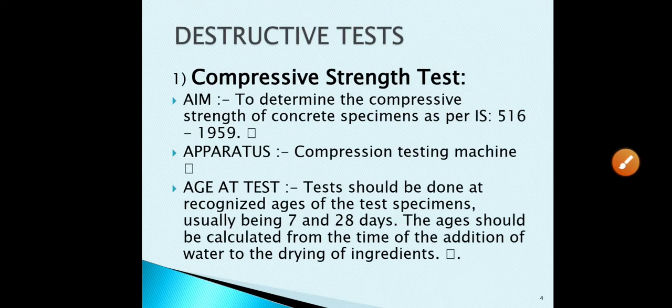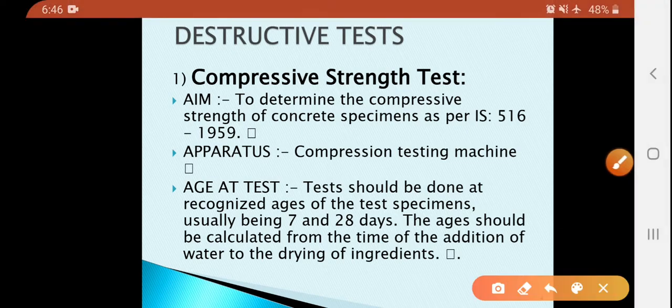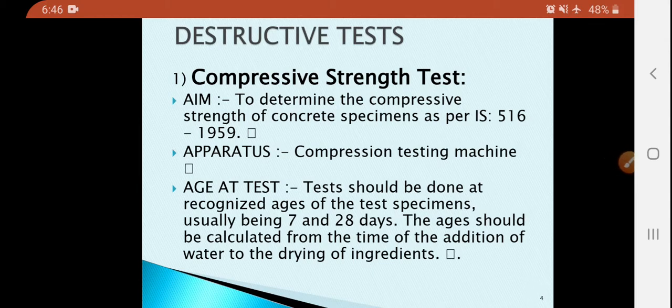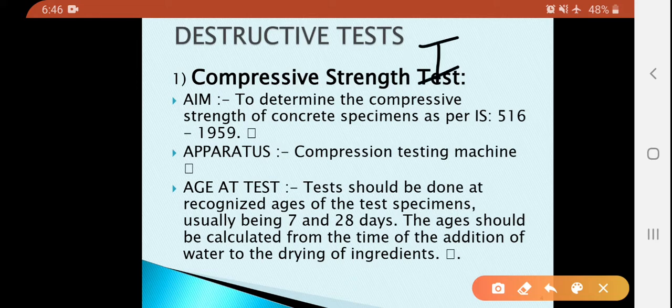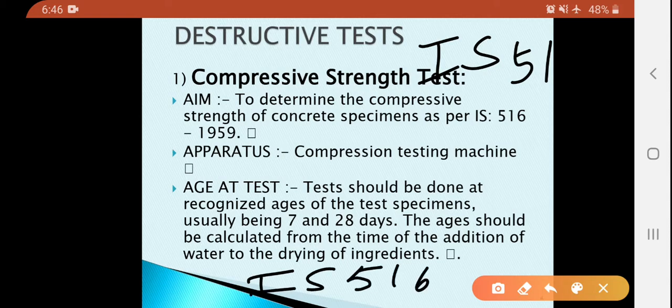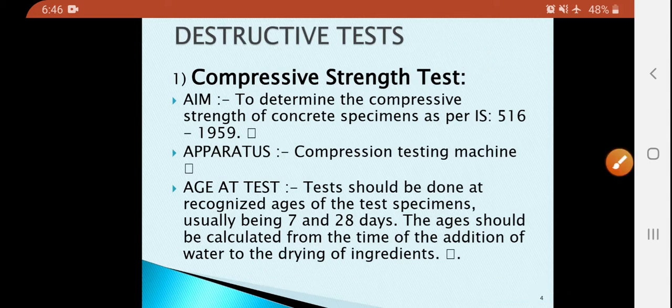Next, destructive test. As we already discussed what destructive test means. The first test is the compression strength test. Now, aim. What is the aim? To determine the compressive strength of the concrete as per IS 516-1959. So this test should be conducted by referring to the IS 516 code as per its recommendations.